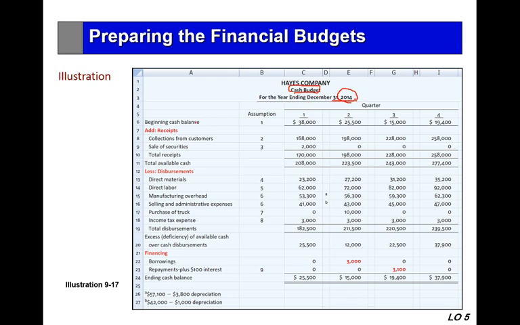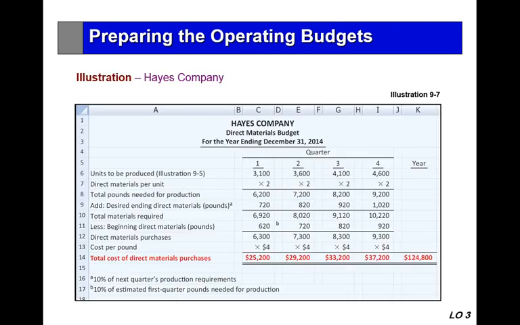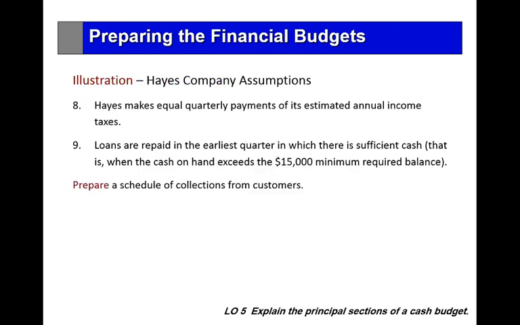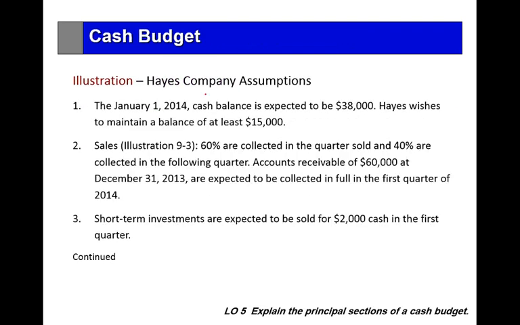The cash budget has the following format. We start with the beginning cash balance from the question. The question gives us the beginning cash balance, which is $38,000. Here, from the illustration, from the question, we go back. In the illustration, number 1, January 1st, the cash balance is expected to be $38,000.